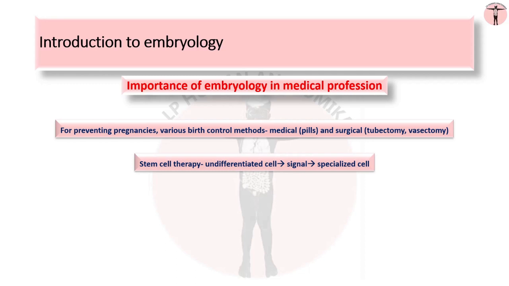Stem cell therapy. Undifferentiated cells forming tissues in the embryo are called stem cells. These undifferentiated cells can differentiate into various specialized cell types depending on the signal they receive. These cells will be capable of treating certain diseases in postnatal life.